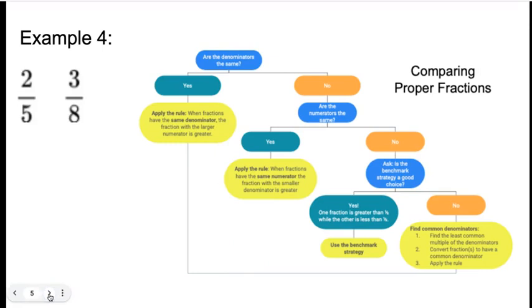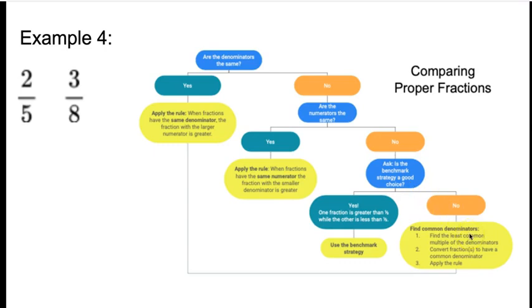In this final example, I am going to compare 2/5 and 3/8. Starting at the top, are the denominators the same? No, 5 and 8 are not the same. Are the numerators the same? No, 2 and 3 are not the same. Ask, is the benchmark strategy a good choice? No, both are smaller than 1/2. I need to find common denominators and make equivalent fractions.